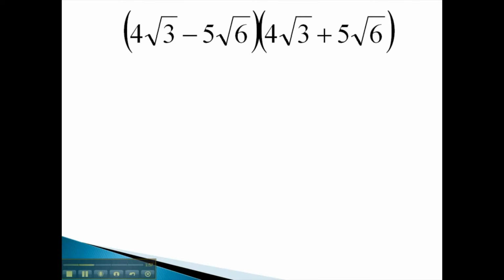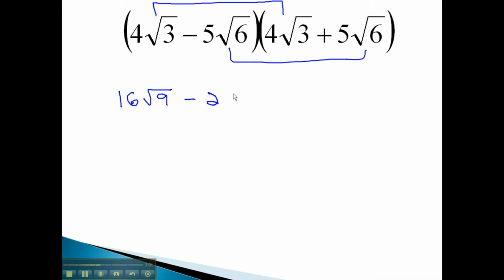Notice again we have the same terms in both binomials. The only difference is one has a subtraction and one has an addition in the middle of the binomial. Again, in this case of a sum and a difference, we only have to multiply the first two terms. 4 times 4 is 16, and inside the radical, 3 times 3 is 9. And the last two terms, negative 5 times 5 is negative 25, and root 6 times root 6 is root 36.